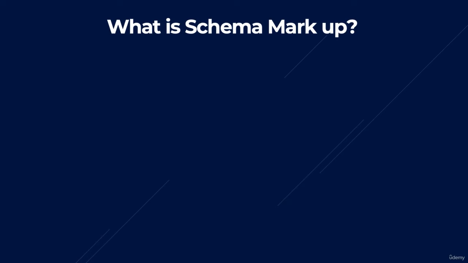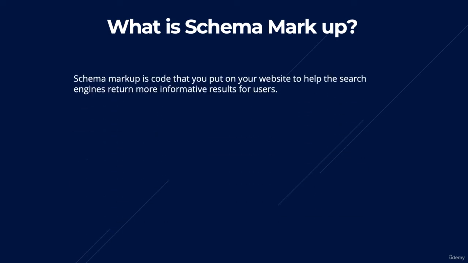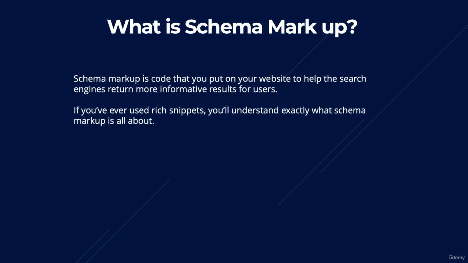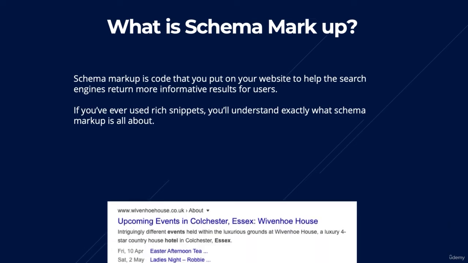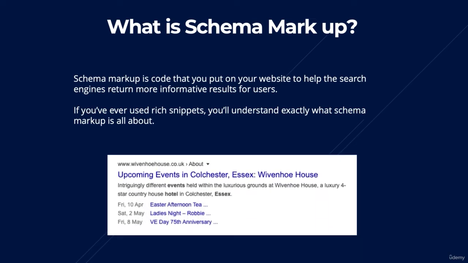What is schema markup? Schema markup is code that you put on your website to help search engines return more informative results for users. If you've ever used rich snippets, you'll understand exactly what schema markup is all about. Here's an example of a local business that has schema markup on its events schedule page.